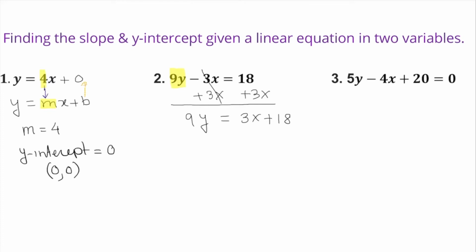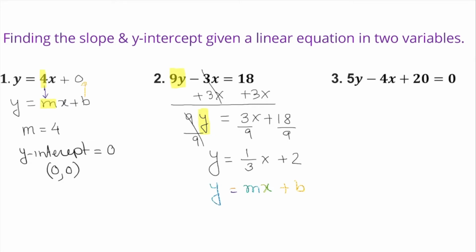Our goal is to isolate y by itself, so we have to get rid of the 9. So divide by 9, divide by 9, divide by 9. That will cancel out, and y is equal to, 3 goes into 9 is 1/3 if we simplify, x plus 2. This looks like our slope-intercept form. In other words, I can write down y is equal to mx plus b. So we can see what is going on here.